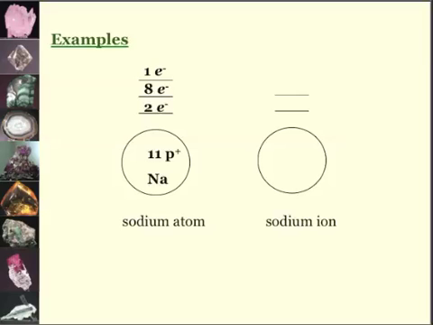Now let's compare that to the sodium ion. The sodium ion still has 11 protons. That's not going to change. And it is now termed Na+. The reason is that it has now given up that 1 electron. So it's got 2 electrons in its first energy level and 8 in its second. Let's do some more examples here.